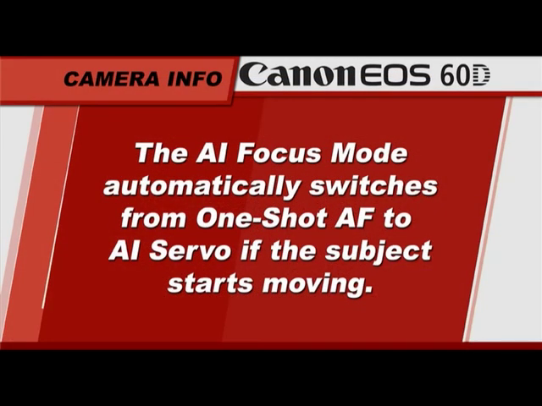In the AI focus mode, the focus mode automatically switches from one-shot AF to AI servo if the subject starts moving. After the subject is focused in the one-shot AF mode, if the subject starts moving, the camera will detect the movement and will change the AF mode automatically to AI servo.